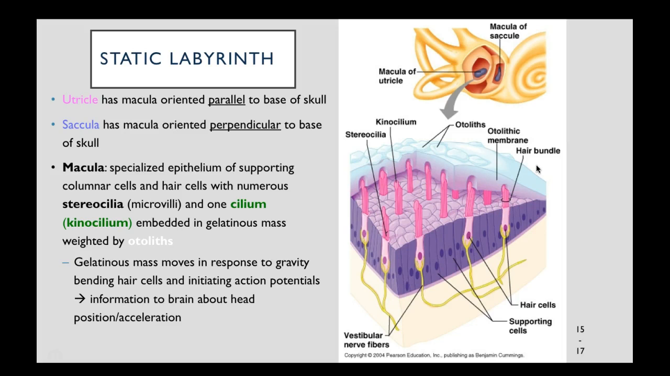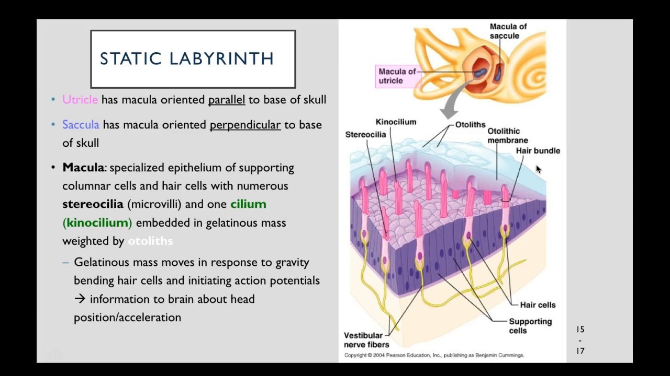So to go into detail about static equilibrium, first we'll discuss the utricle. Within the utricle, we have macula that are going to be parallel to the base of the skull, and the saccule is going to be perpendicular to the base of our skull. By having it arranged this way, we can differentiate between the static movement.